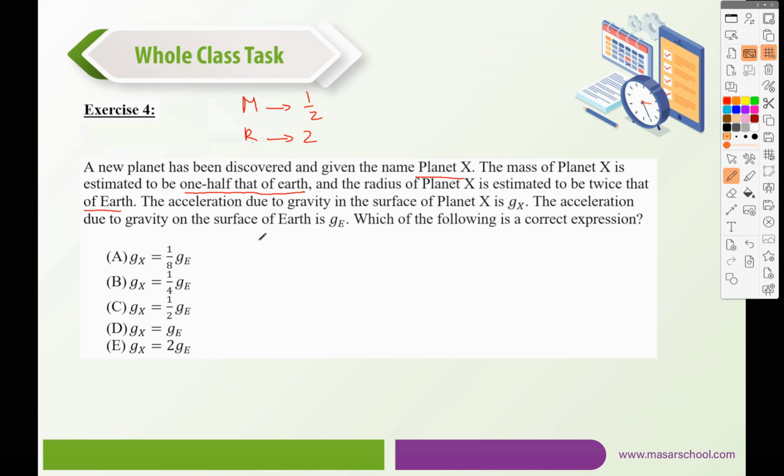The acceleration due to gravity on the surface of Earth is ge, which means we need to apply the factor of change. We know that the gravitational acceleration is given by GM over r squared. We have all the factors, so that would be 1 multiplied by half divided by 2 to the power of 2, which is basically 1 over 8, making A the correct answer.